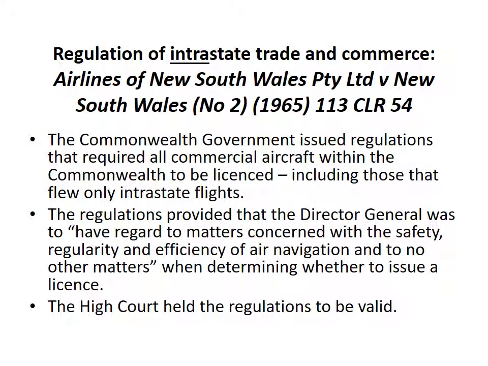The next case relevant to the ability of the Commonwealth to make laws with respect to intrastate trade and commerce was Airlines of New South Wales and New South Wales Number 2. The Commonwealth Government issued regulations that required all commercial aircraft within the Commonwealth to be licensed, including those that flew only intrastate flights. The regulations provided that the Director General was to have regard to matters concerned with the safety, regularity, and efficiency of air navigation and to no other matters when determining whether to issue a license. The High Court held the regulations to be valid.